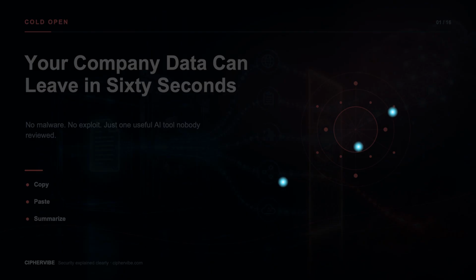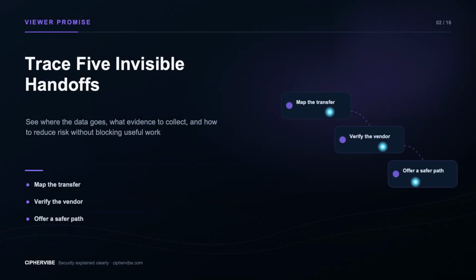That is shadow AI. We will replay one realistic workflow in a safe local lab and trace 5 hidden handoffs: identity, upload, retention, connected services, and output sharing. Then we will build a practical control plan that discovers unsanctioned use, protects sensitive data, gives employees approved alternatives, and measures whether the safer workflow is actually adopted.